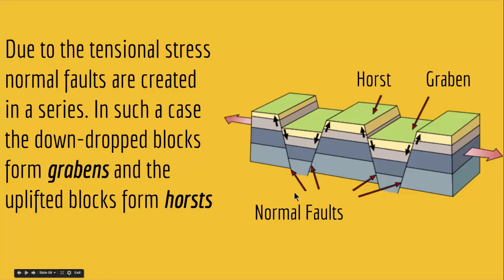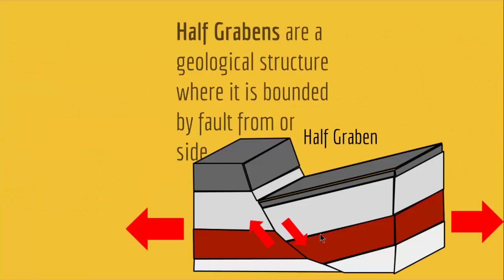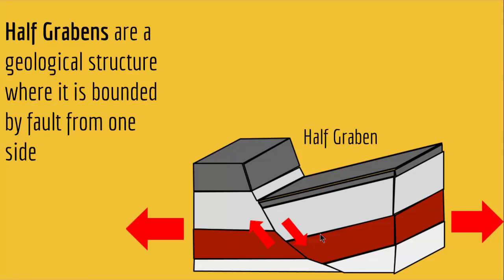Okay, but if you notice, in a graben and horst, we have faults on two sides. We have a fault right here and we have a fault right there. Both of them are normal faults. What happens if you have faults only on one side? What is that called? Well, that is called a half graben. Half grabens are a geological structure bounded by a fault on one side. Since this side does not have any faults, only this side has a normal fault, this side will go up and the hanging wall will go down. This is called a half graben, since you don't have any normal fault on the other side for the footwall to go up and this hanging wall to go down.